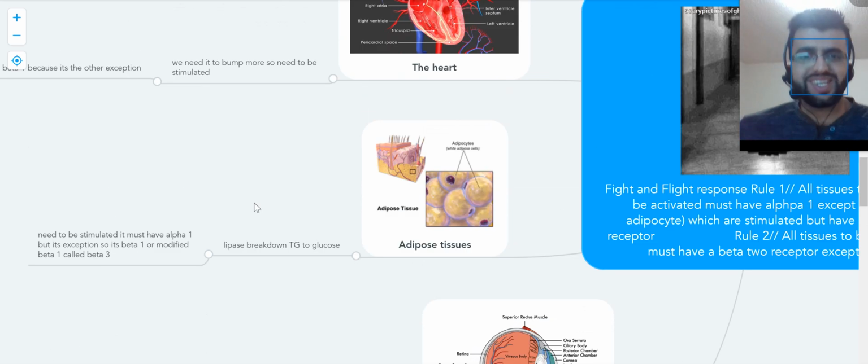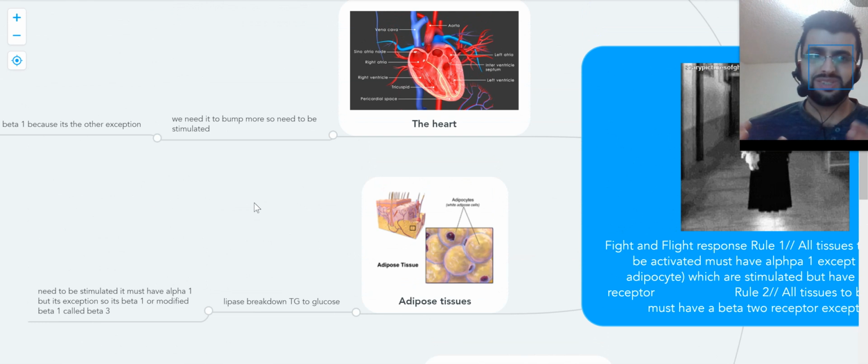Now the adipocyte. Adipocyte is a store of energy, the triglyceride that I need when someone is running after me. So in order to break down the triglyceride to glucose, I need to activate the lipase so that it breaks down the triglyceride. So adipocyte is one of the tissues that need to be activated. Okay, so the rule says all tissues that need to be activated must have alpha 1, except heart and adipocyte, which have beta 1. So adipocyte has beta 1 or modified beta 1, which is called beta 3.